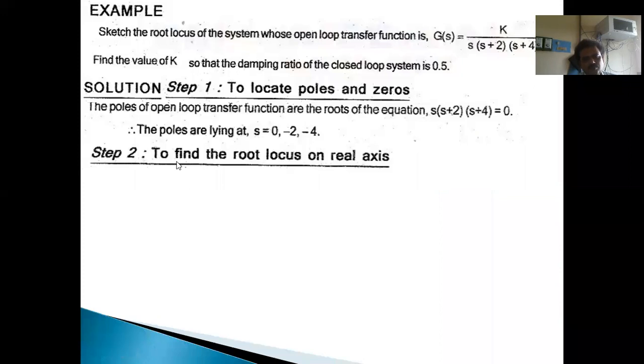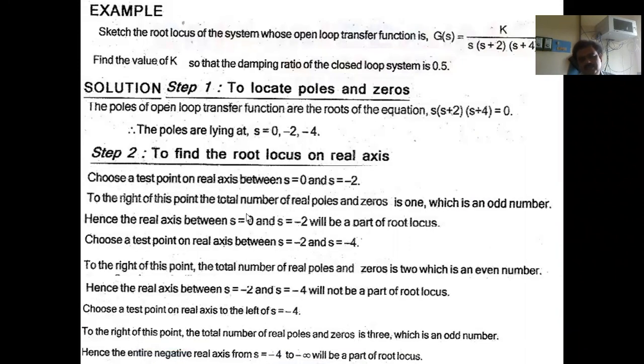So here it is. To find the root locus on the real axis, no need to calculate this one. Simply draw this one. No need to write all these matters. Okay, just try to understand.